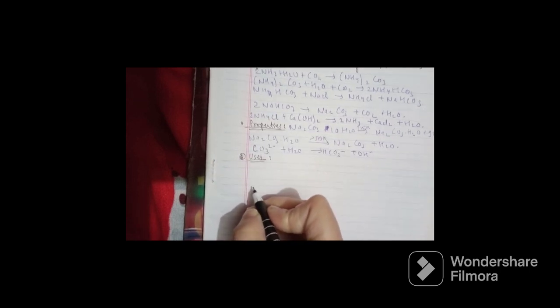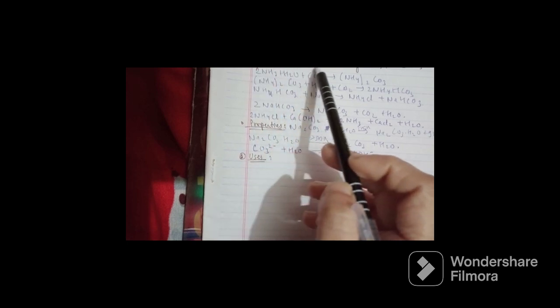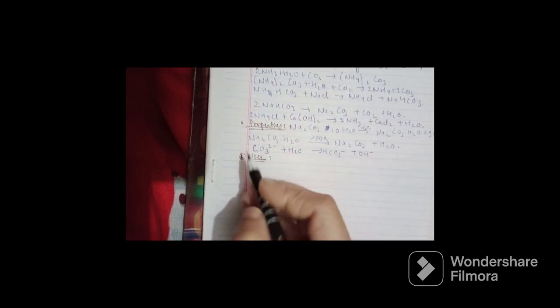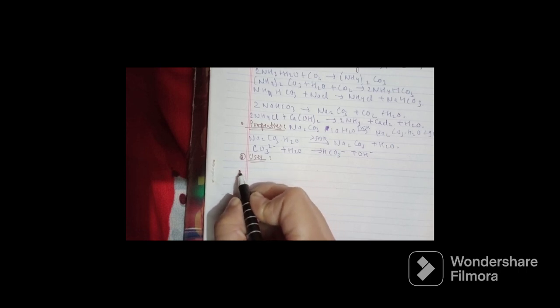Now we'll discuss sodium chloride, which is NaCl. This is all about what we discussed about sodium carbonate, which is washing soda. Now we'll discuss sodium chloride, which is NaCl.